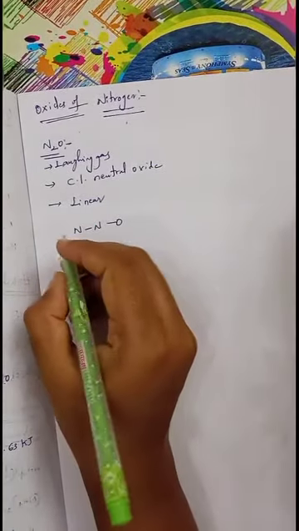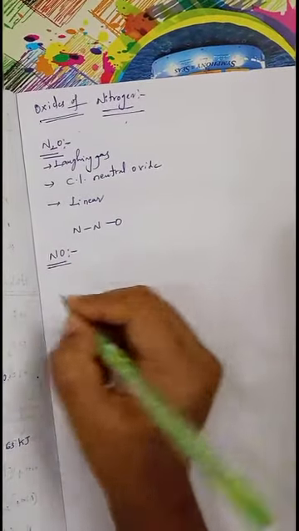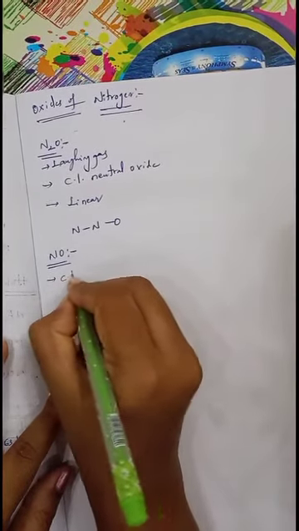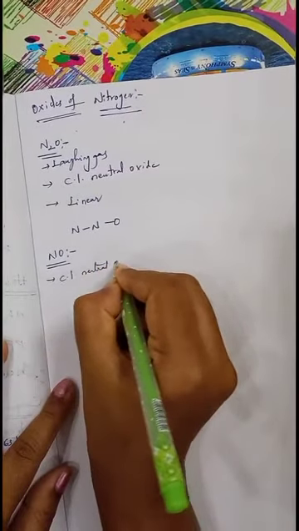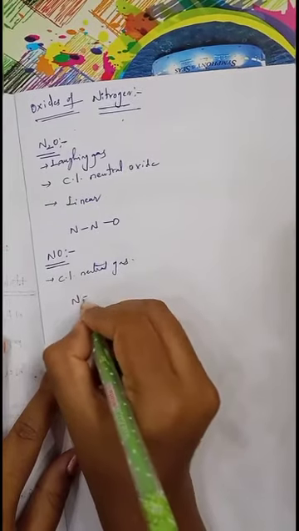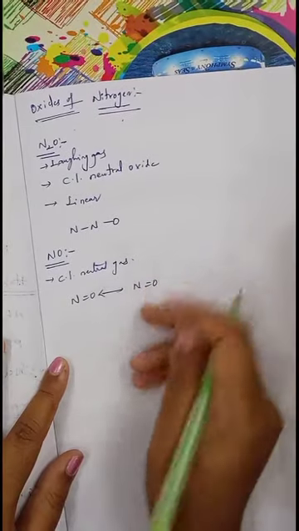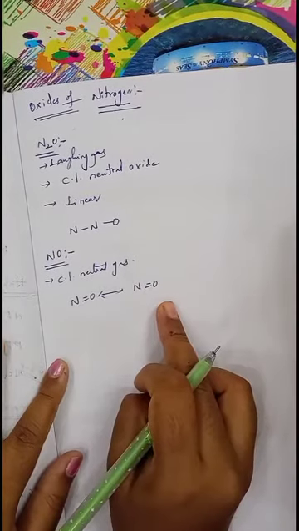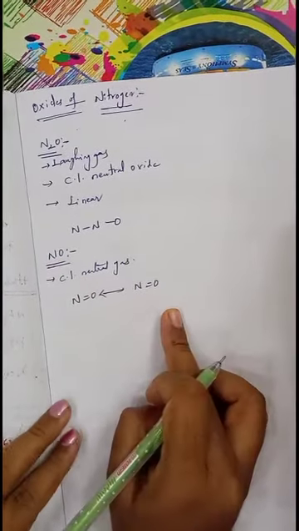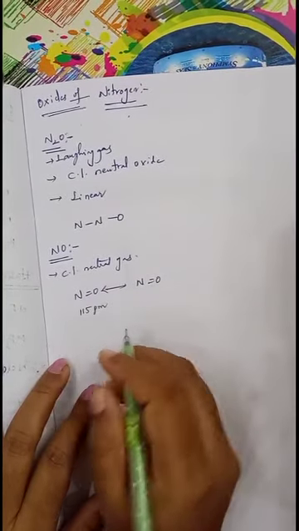Now the next type of oxide is nitric oxide. Its formula is NO. This nitric oxide is a colorless neutral gas. If you see its structure, it exists in the form of N double bond O. The dimer of this is N double bond O. Okay, not dimer, it is an isomer. So that is about nitric oxide. It is a colorless neutral gas, and the bond length is 115 picometers.